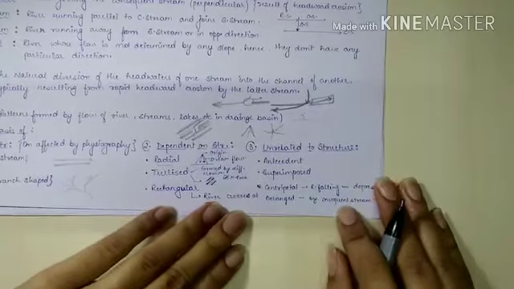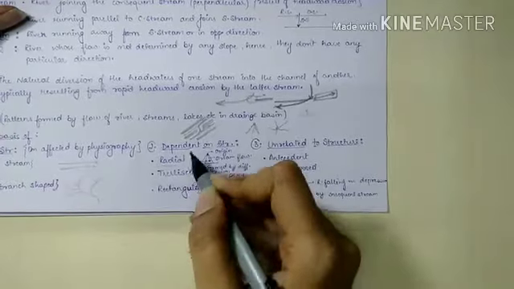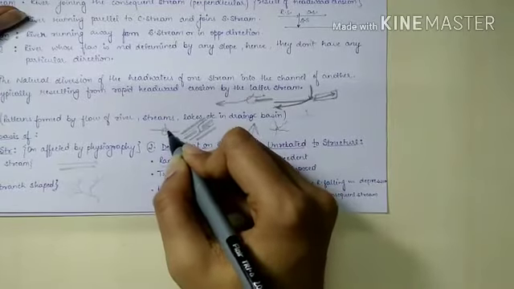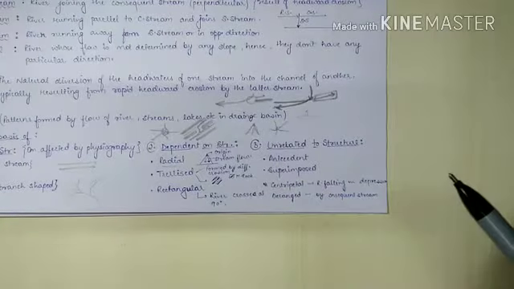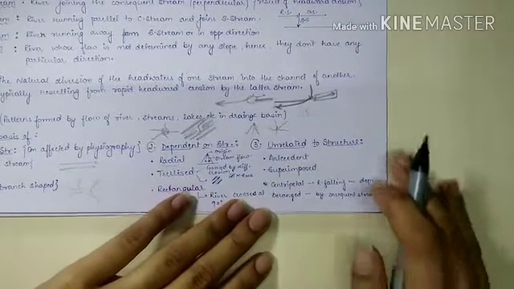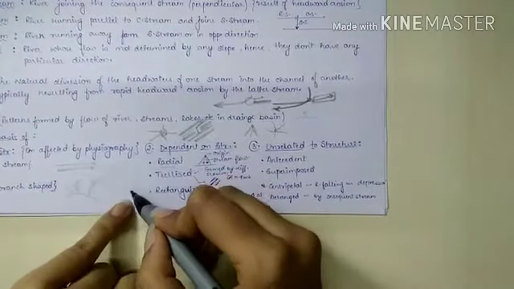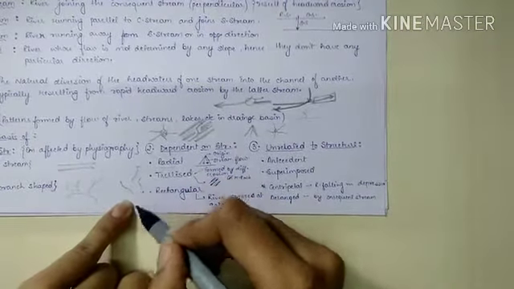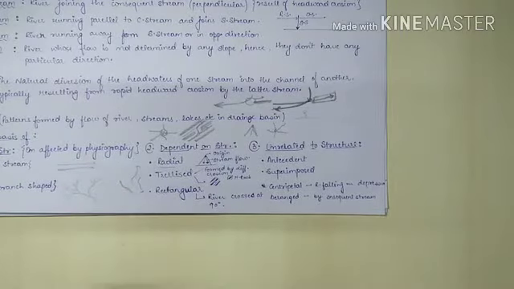Next we have the centripetal one. Centripetal is just opposite to radial. Here the rivers fall into some depression, like lakes or something like that. So they are not going outwards, they are converging. Next is the deranged pattern. A deranged pattern is formed like this: one stream is flowing like this, another one like this, another one like this. It is formed by insequent streams, which we have studied.